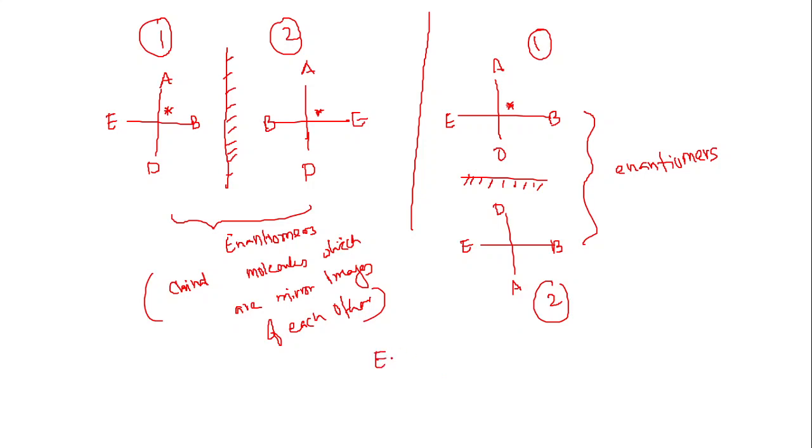So each chiral molecule has only one set of its enantiomers. So what is the specialty of these molecules? These are non-superimposable, meaning you can see if you try to bring and put this on this molecule, the E and B will not be placed next to each other, but A and D will.